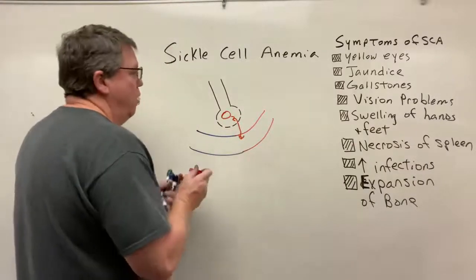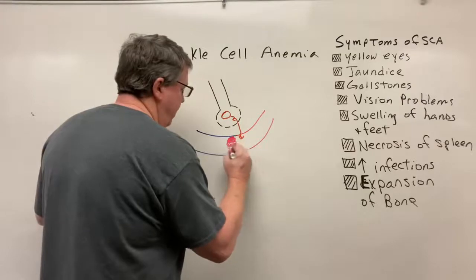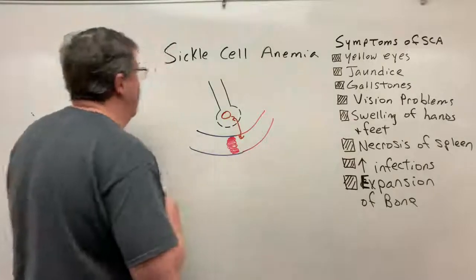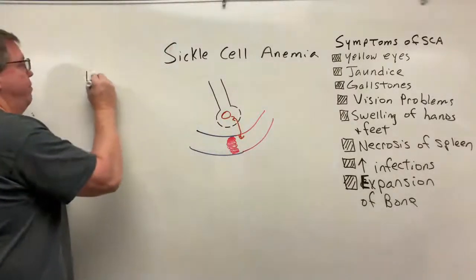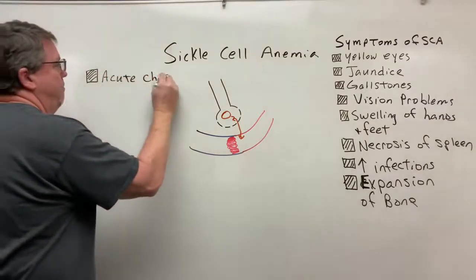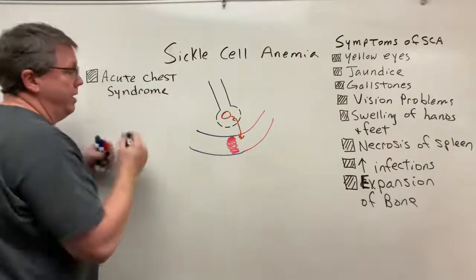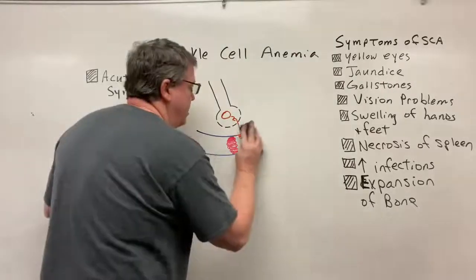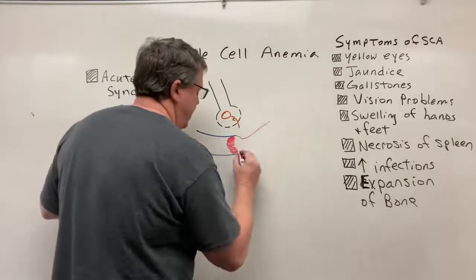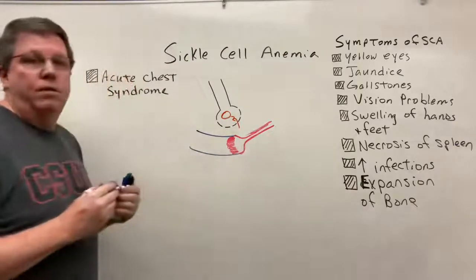But let's say the blood vessels start to clog in here, in the lungs. If it starts to do it enough, we call this acute chest syndrome. This could be a serious condition. Because there's a decrease in oxygen, the body will actually start to close down the blood vessels. It's called vasoconstriction. And we'll start to close these down, and that can actually cause problems in itself.